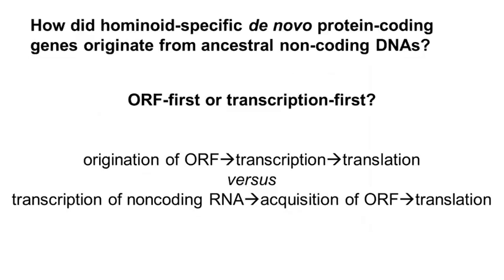Now, let's look at the question of how the hominoid-specific de novo protein coding genes originated from ancestral non-coding DNAs. There are at least 2 possibilities. The DNA sequence of the complete open reading frame may have appeared before it was transcribed and translated, or a non-coding DNA sequence could become transcribed first as a non-coding RNA, which could later acquire an open reading frame and become translated.